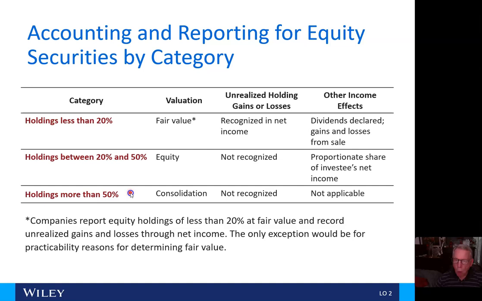Lastly, if our holdings are more than 50%, our valuation is going to be consolidation. Again, unrealized holding gains and losses will not be recognized, and other income effects will not be applicable. So, companies report equity holdings of less than 20% at fair value and record unrealized gains and losses through net income. The only exception would be for practicability reasons for determining fair value.